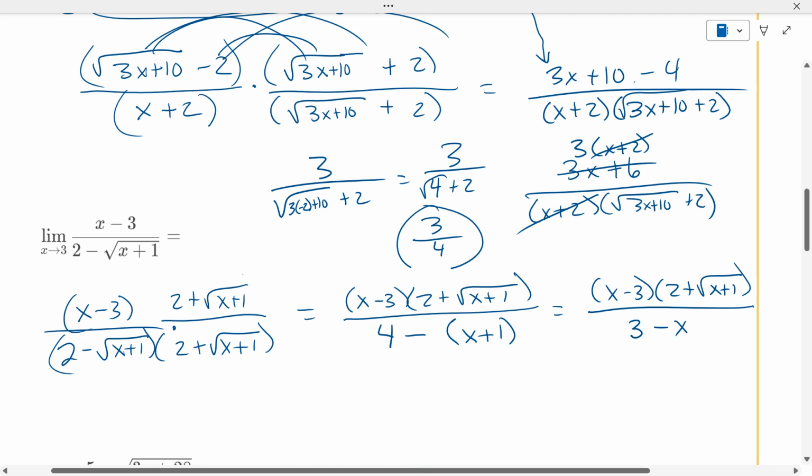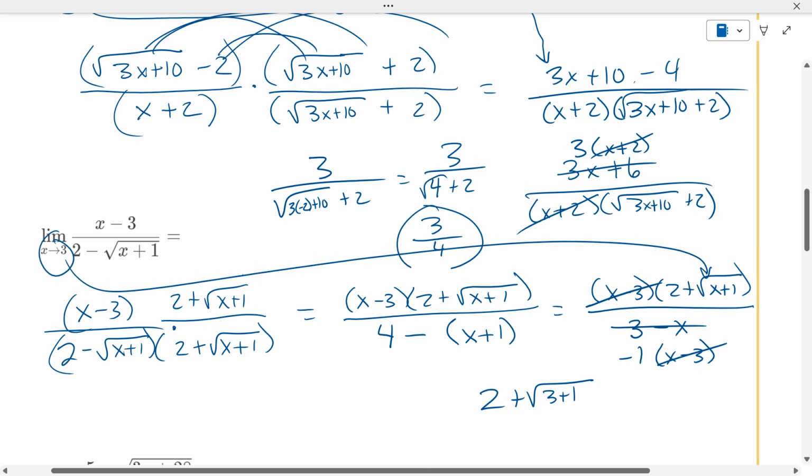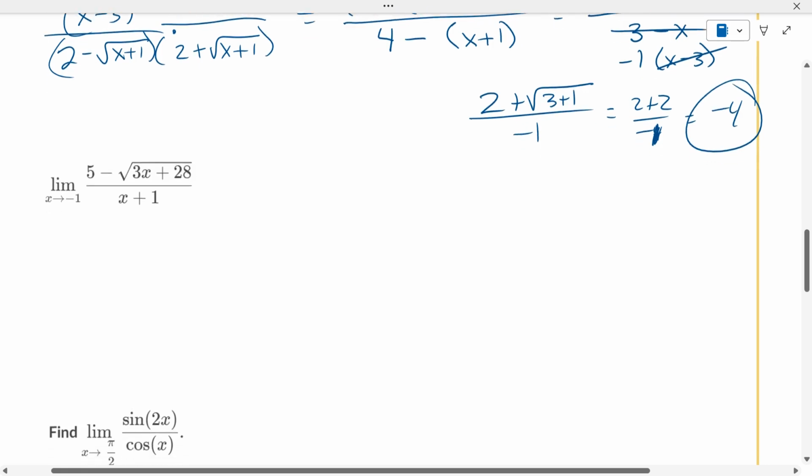Now, do these match the top and the bottom to cancel? No. So the bottom, you have to take out a negative 1 to make it x minus 3, and then they match to cancel. So it's 2 plus the square root of 3 plus 1, because I'm sticking in the 3 from here, over negative 1. So it's 2 plus 2 over negative 1, or negative 4. Okay.